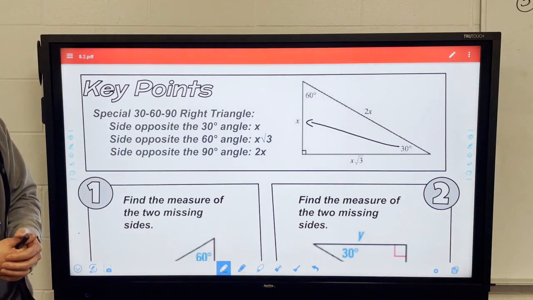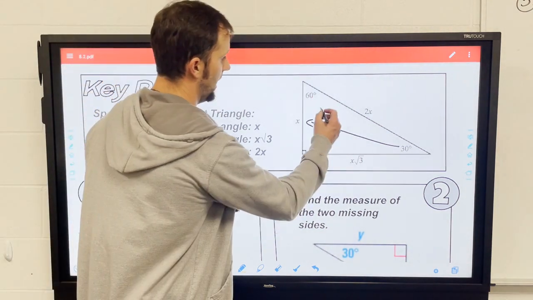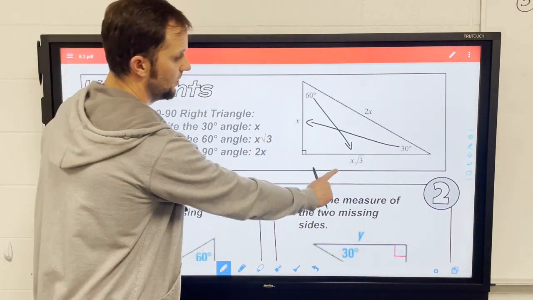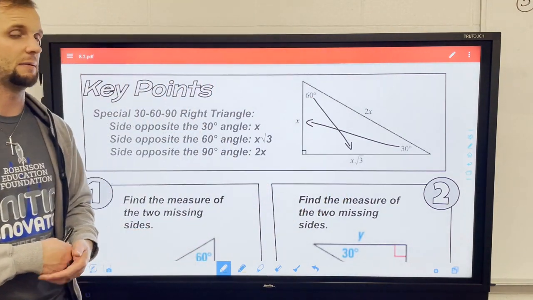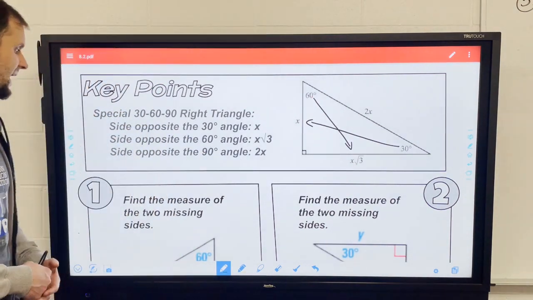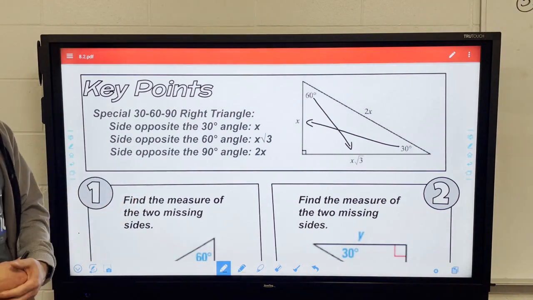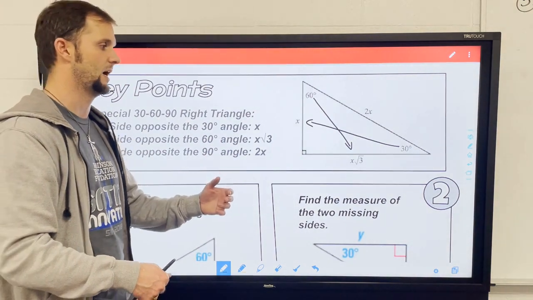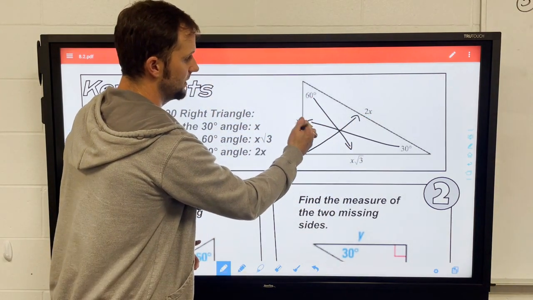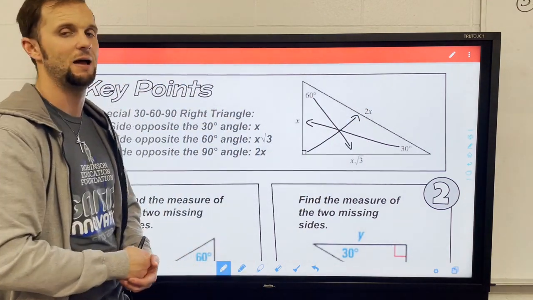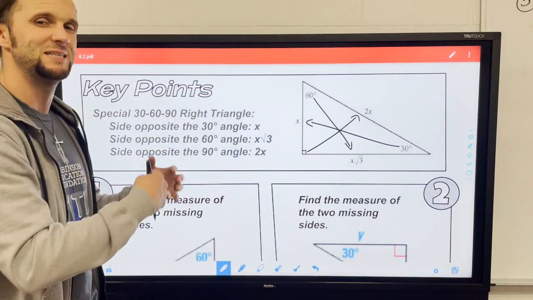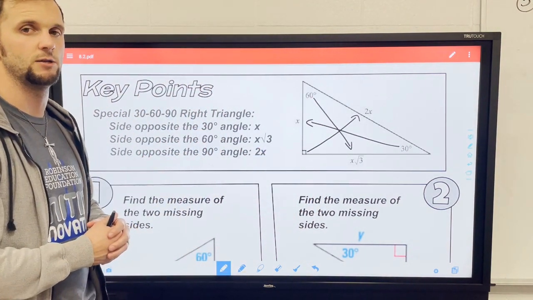The side opposite of my 60-degree angle, so that's going to be my middle one. Opposite the 60, I'm always going to take the smaller leg or the smallest side and multiply it by the square root of 3. So that means if I knew the smaller side, I would then multiply by the square root of 3 to get that, okay? And then lastly, opposite the 90-degree angle is always going to be 2 times the smallest side. So 90-degree angle, opposite of that, I'm always going to take the x and multiply 2 times that to get that hypotenuse. So we're going to take this information and use this template to then find the missing sides of a special 30, 60, 90 right triangle.